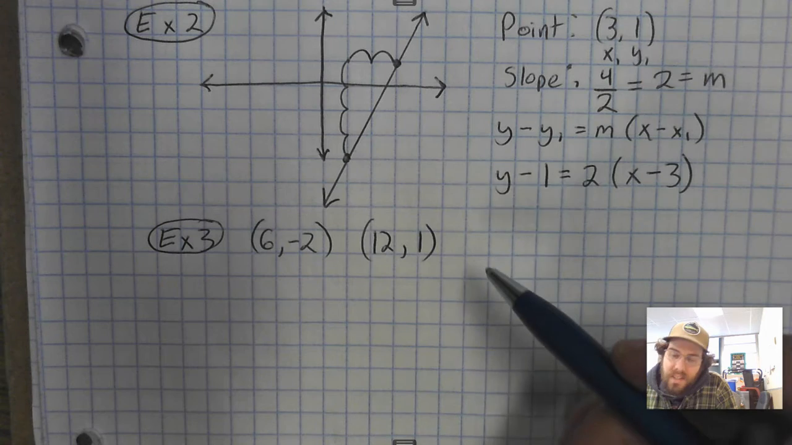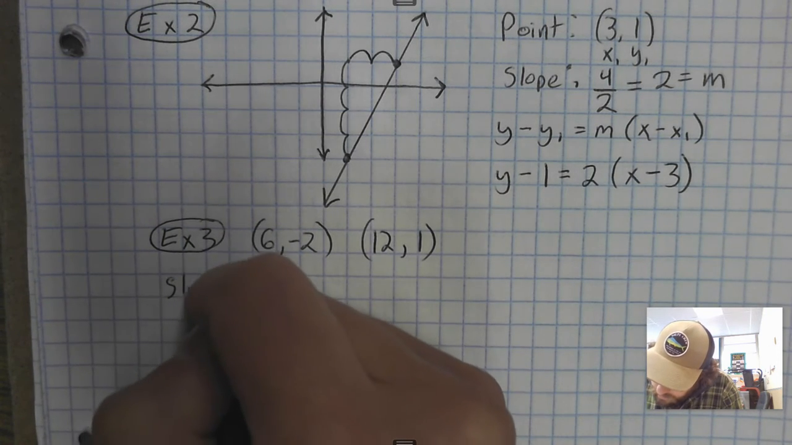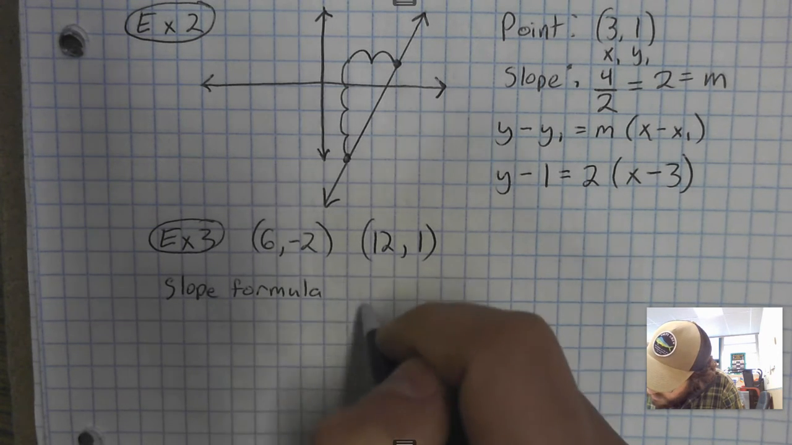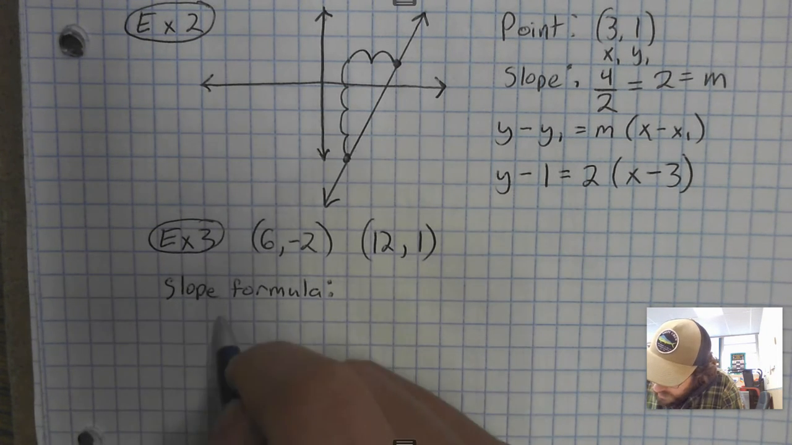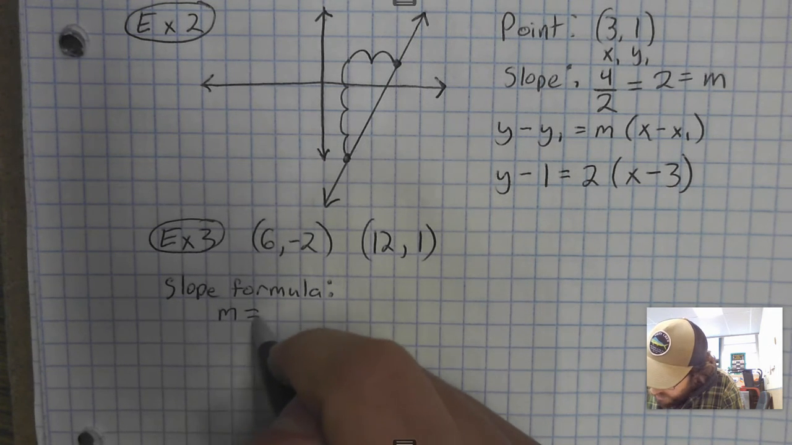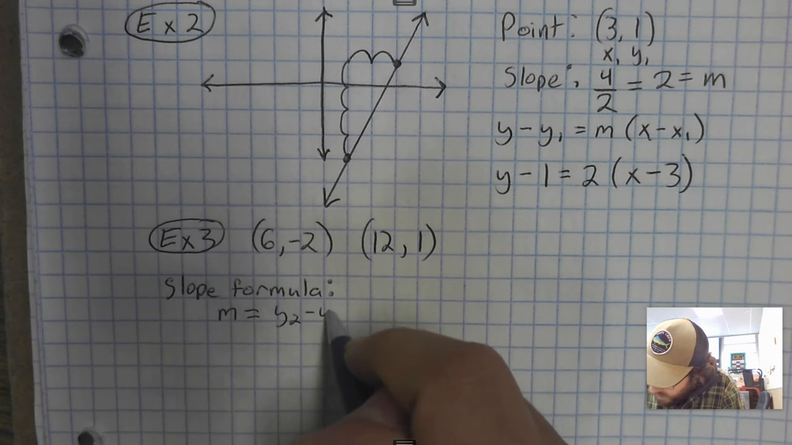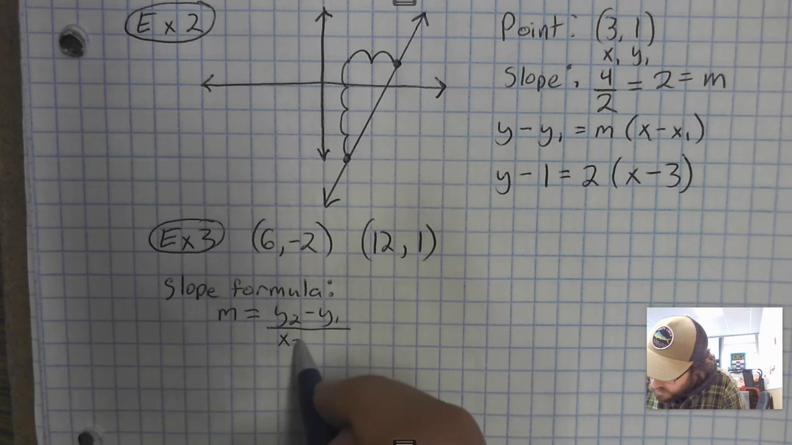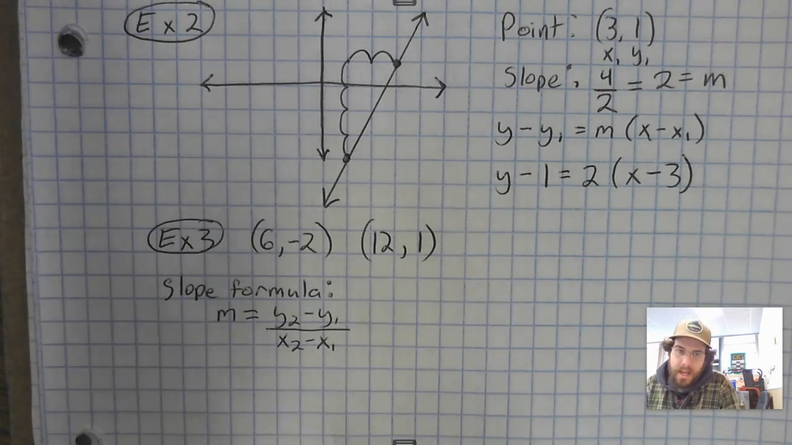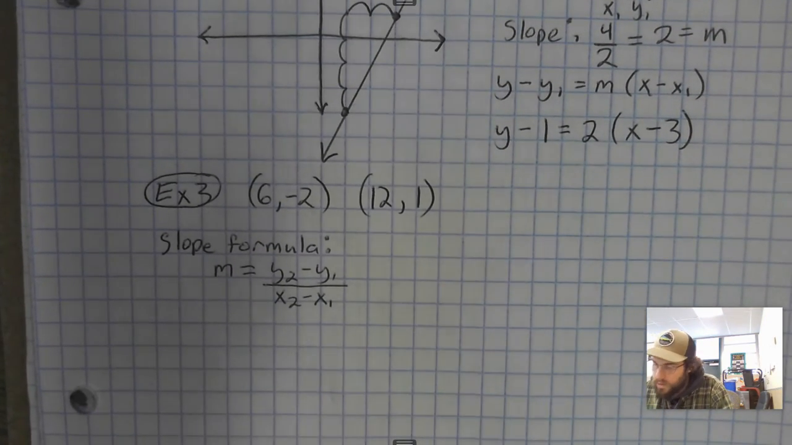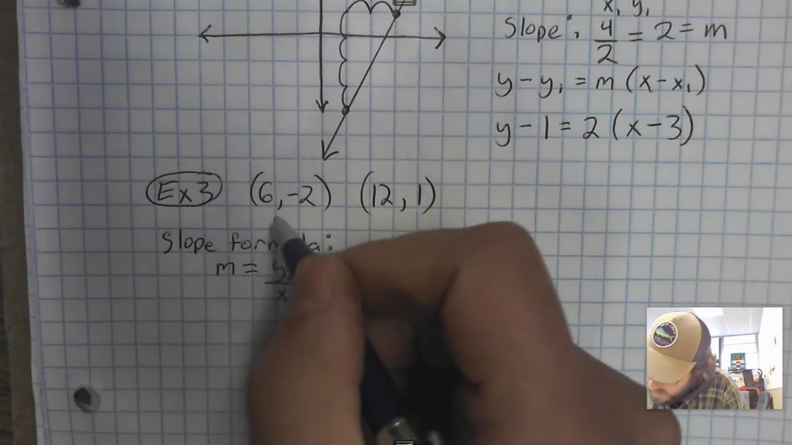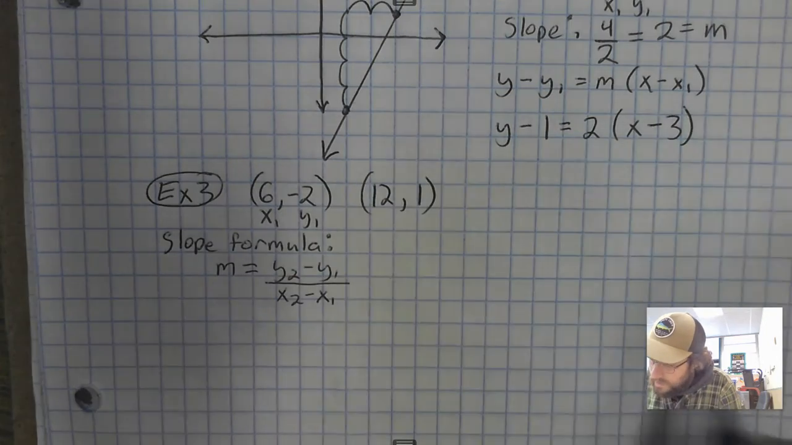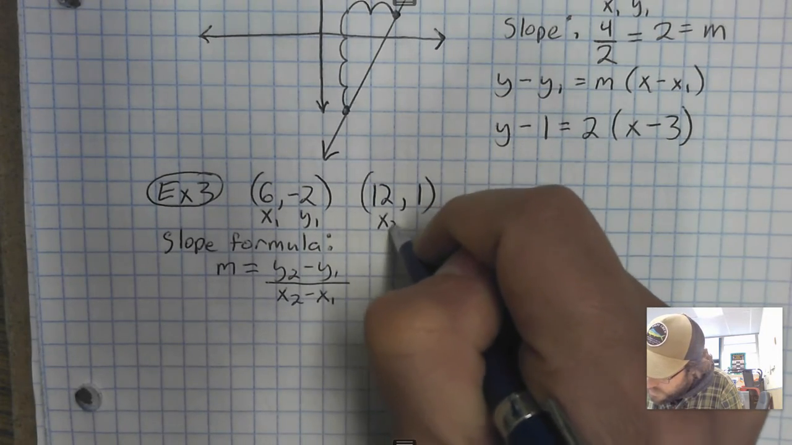So let's go back to last class, and let's remember the slope formula, which we talked about last class. So remember, the slope formula is m equals y2 minus y1, the change in the y values, or the rise, over x2 minus x1, the change in the x values, or the run. So what I do is I'm just going to call my first point, whichever one it may be, x1, y1, and my second point is x2, y2.